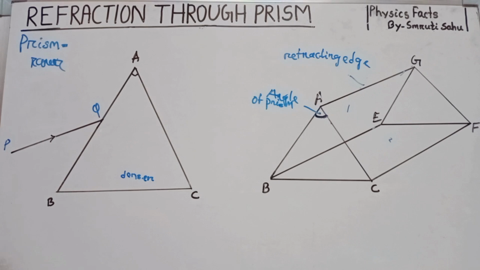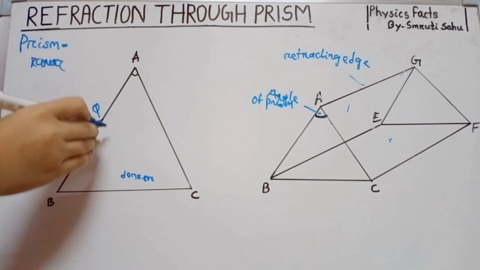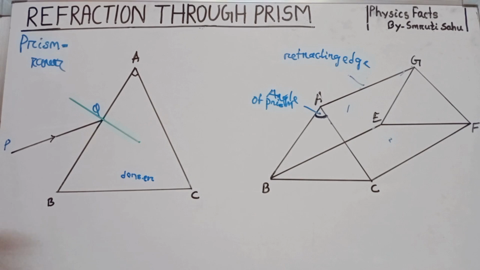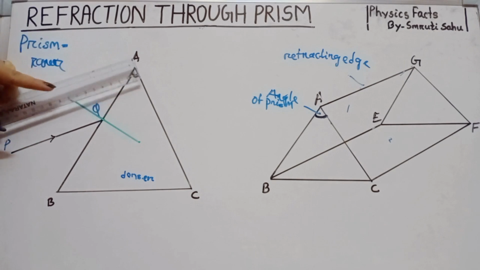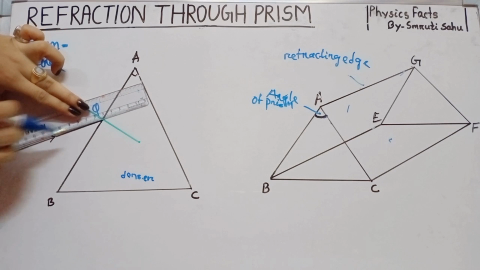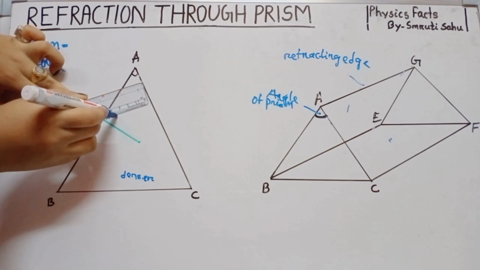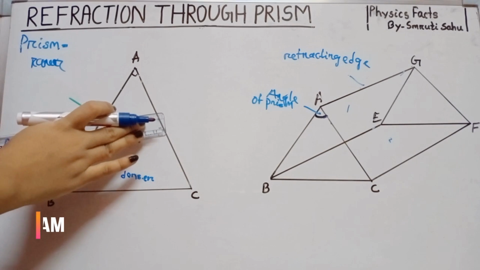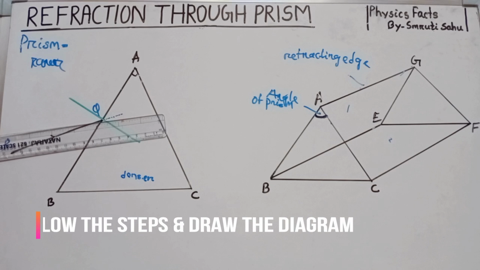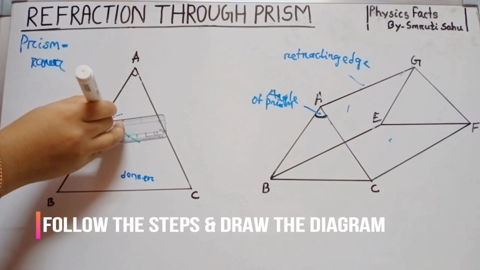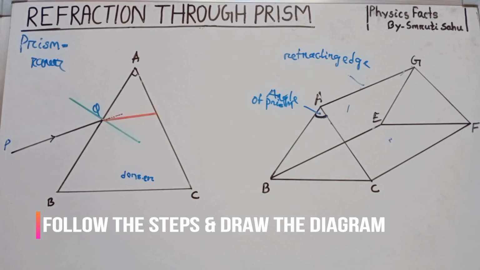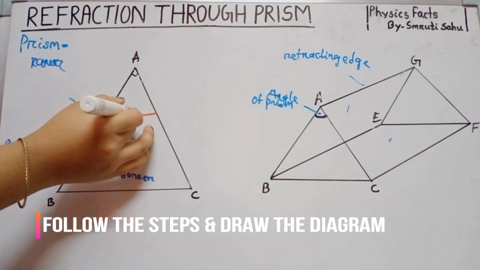So at point Q, for the first refracting surface, we first draw the normal and draw the refracted ray. This one is the actual path of the incident ray, but as it passes from rarer to denser medium, it bends. That means the ray is bent like this. This one is the refracted ray. Clear, students?